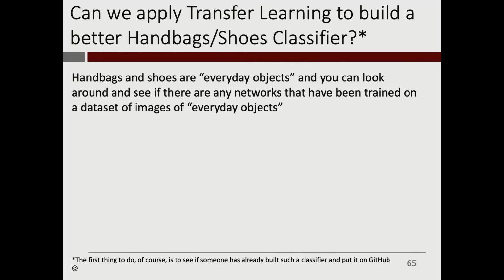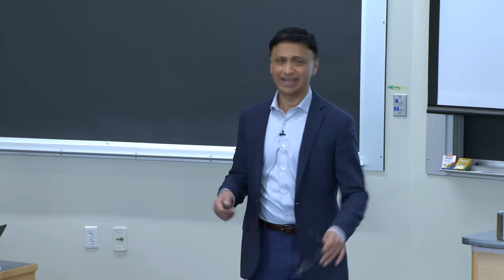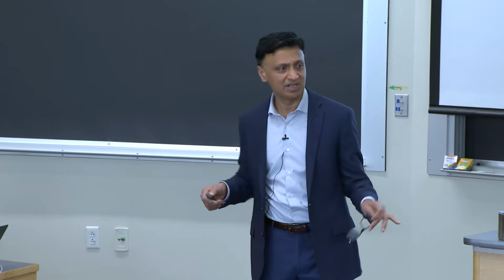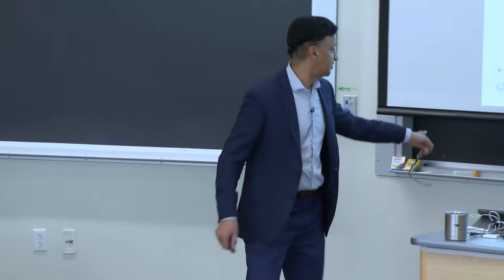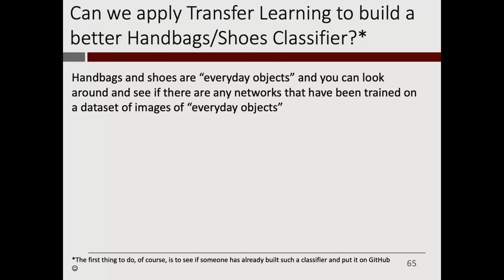So here we have to build a classifier which takes in an arbitrary image and figures out if it's a handbag or a shoe, right? That's our goal. Handbags and shoes are everyday objects, so you can look around and see if there are any networks that have been trained by other people on everyday images, as opposed to specialized images like MRI or X-rays. Of course, the first thing you should probably do is see if anybody has built the specific thing you want, a handbag shoes classifier, on GitHub. Assuming it's not there, then you do transfer learning, okay?